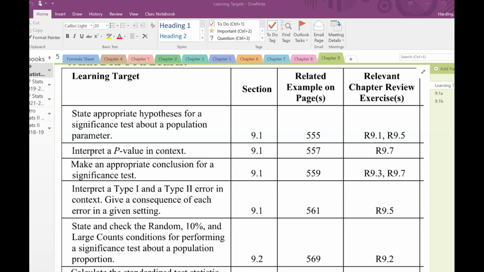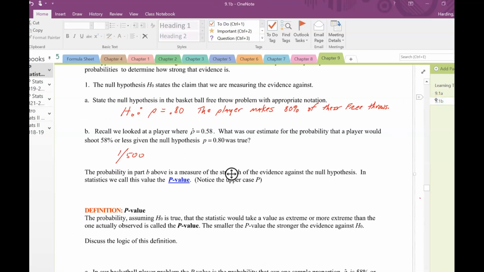On the screen, you'll see the learning targets for chapter 9. In 9.1a, you addressed the first learning target, state the appropriate hypotheses for a significance test. Today, what we're going to cover is to interpret a p-value in context. So we'll define what a p-value is, and then use that p-value to make an appropriate conclusion for a significance test. So go ahead and turn to lesson 9.1b in your OneNote notebook.